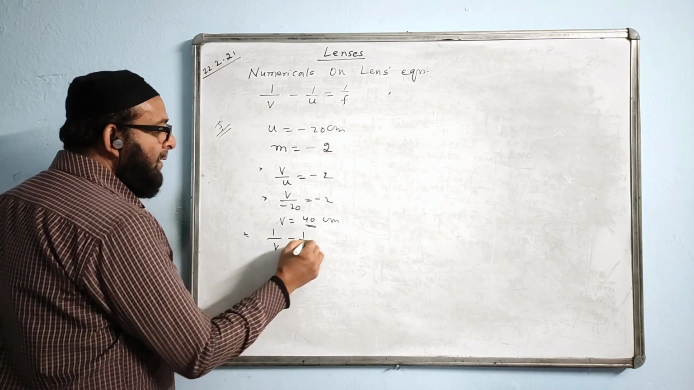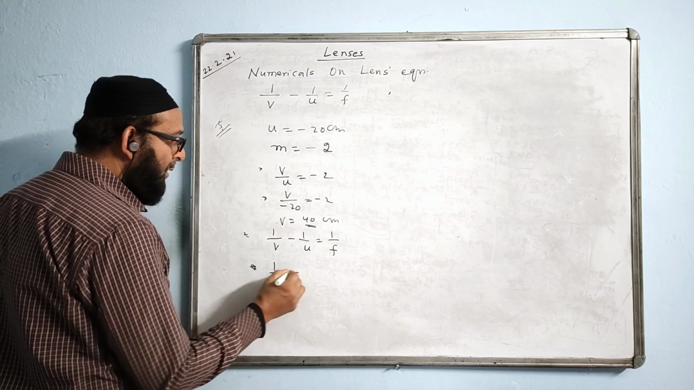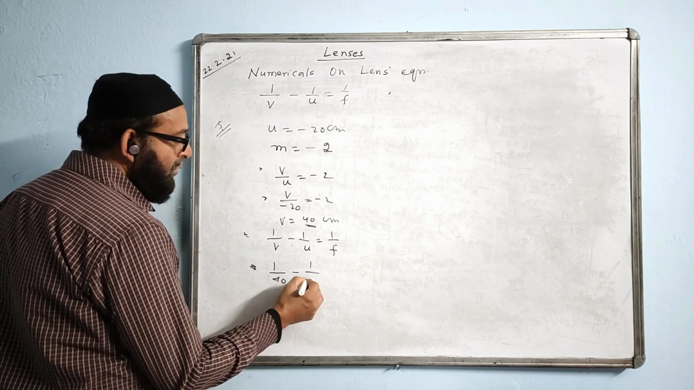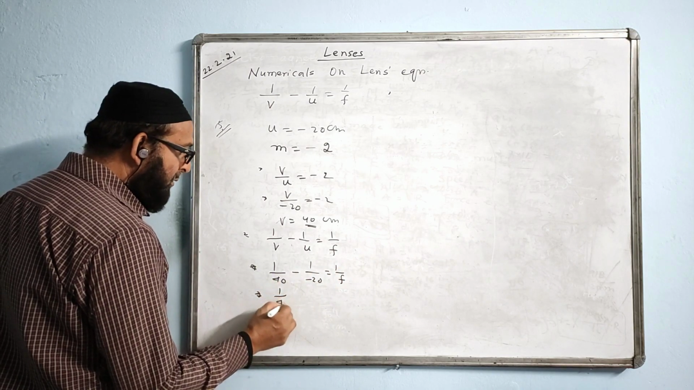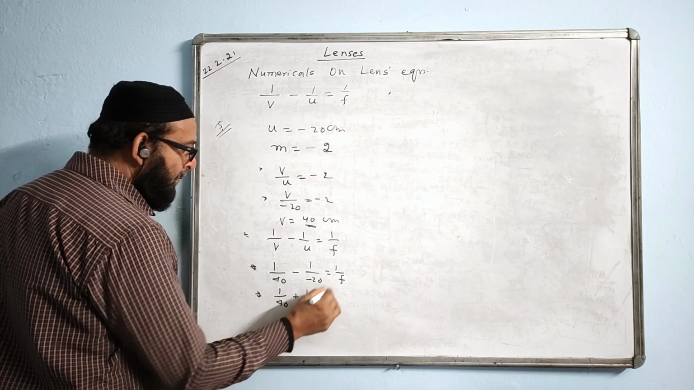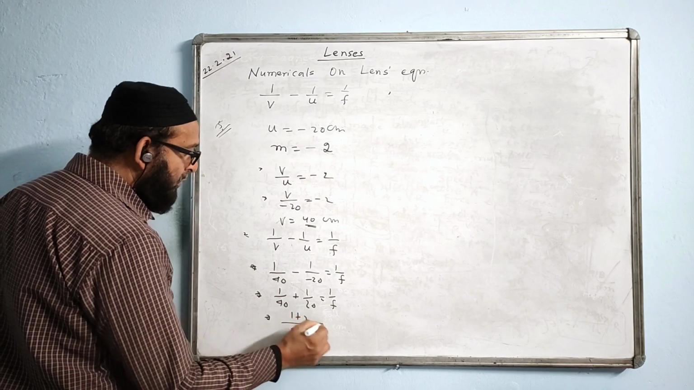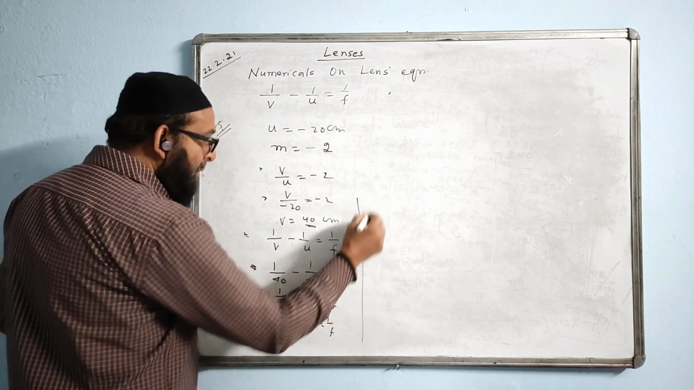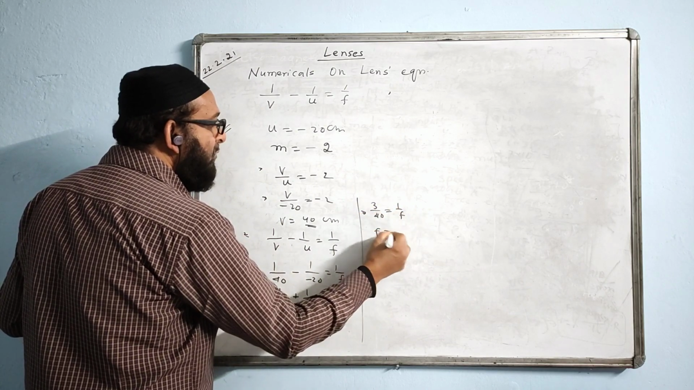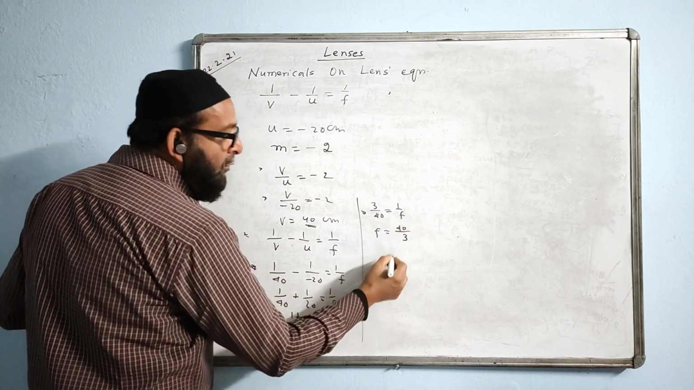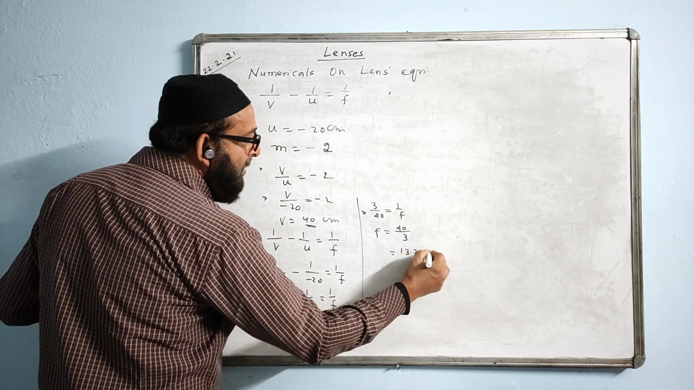1 by v minus 1 by u equal to 1 by f. Now I calculate 1 by 40, u value is minus 20, is equal to 1 by f. Minus becomes plus. Taking LCM 40, you get 1 plus 2 is equal to 1 by f. Therefore 3 by 40 is equal to 1 by f, or f is equal to 40 by 3. We will not give the answer in fraction, we will change in decimal, right? 13.33, so it becomes 13.3 centimeter.